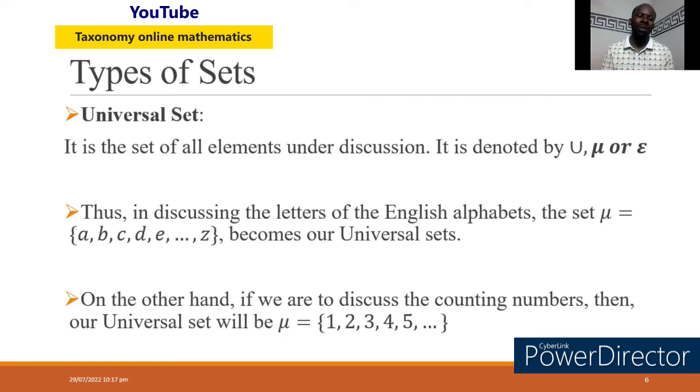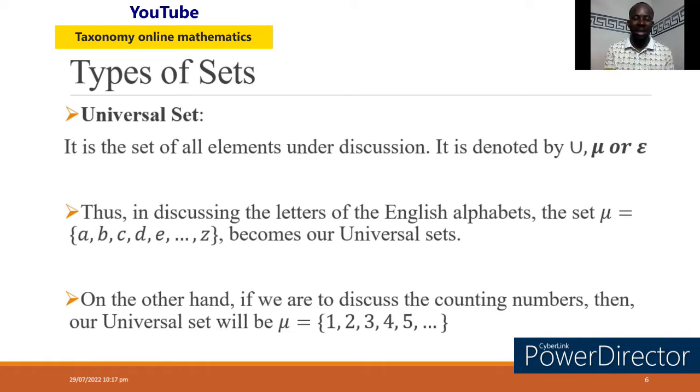Now, let's talk about types. What are the types of set? We have one, the universal set: a set of all elements that are under discussion. If I want to talk about the letters of the alphabet, then the set A to Z is the universal set. So if I point to a set such as the consonants, I know that I'll be taking it from this set. If I say a set of vowels, I'll be deriving it from this set. So this set becomes the universal set.